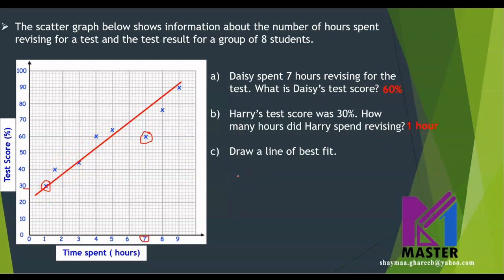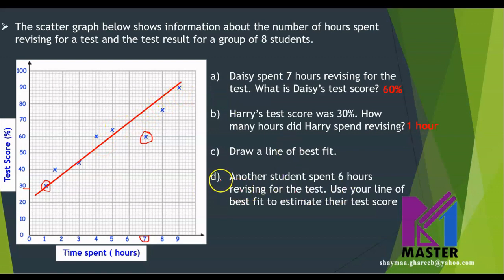Okay, so after we draw the line of best fit, we can use the line of best fit to estimate or to find an approximated value that is not given in the test. For example, at 1 hour, there is one student who scored 30% when he spent 1 hour. What about 2 hours? Do we have any of the students that spend 2 hours? No, but we can find out an approximated score using the line of best fit.